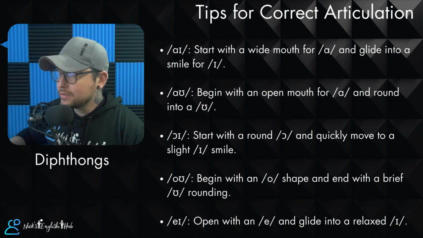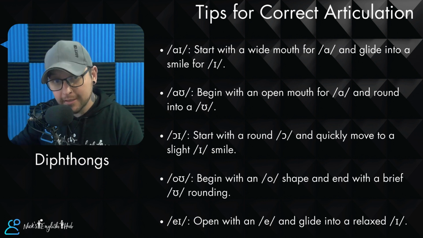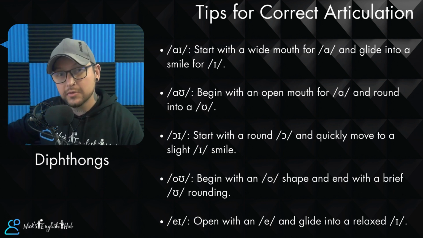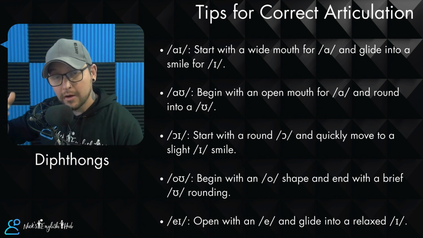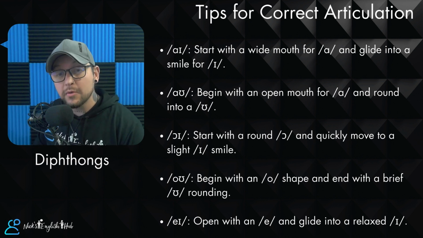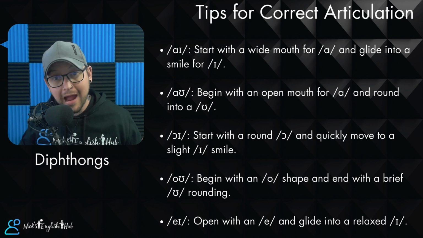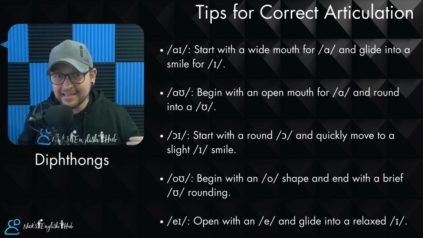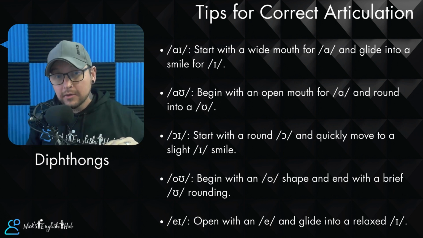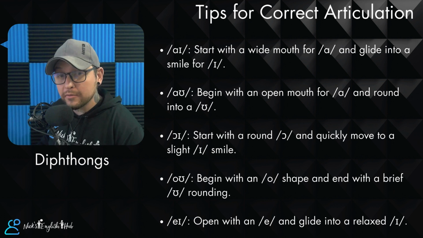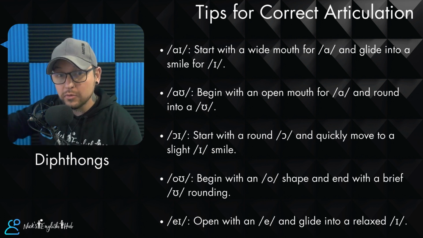All right, so let's go into some quick tips for correct articulation with the diphthongs. They're pretty close to the long vowels, the way we would articulate with the long vowels. So let's go over some of these tips. With the I sound, you want to start with a wide mouth for ah, and glide into an E. I. For the ow sound, you're going to begin with an open mouth for ah and round into an oo.